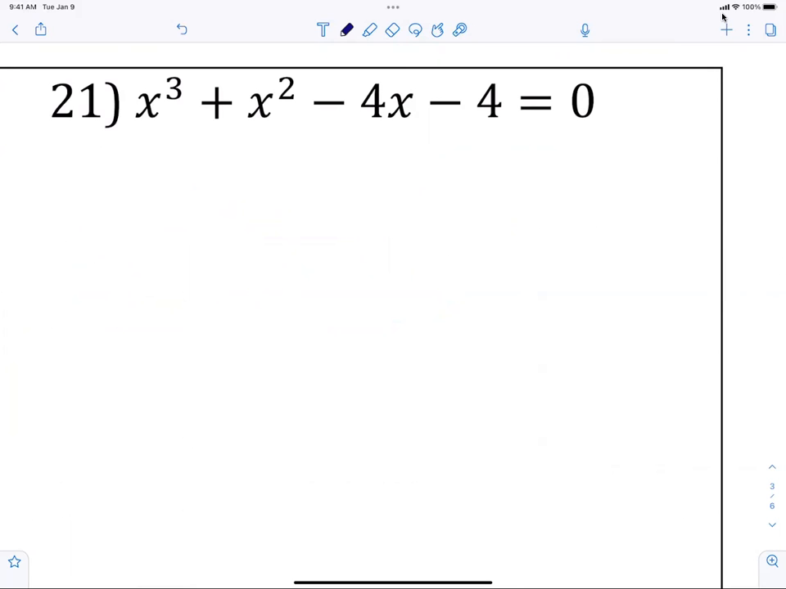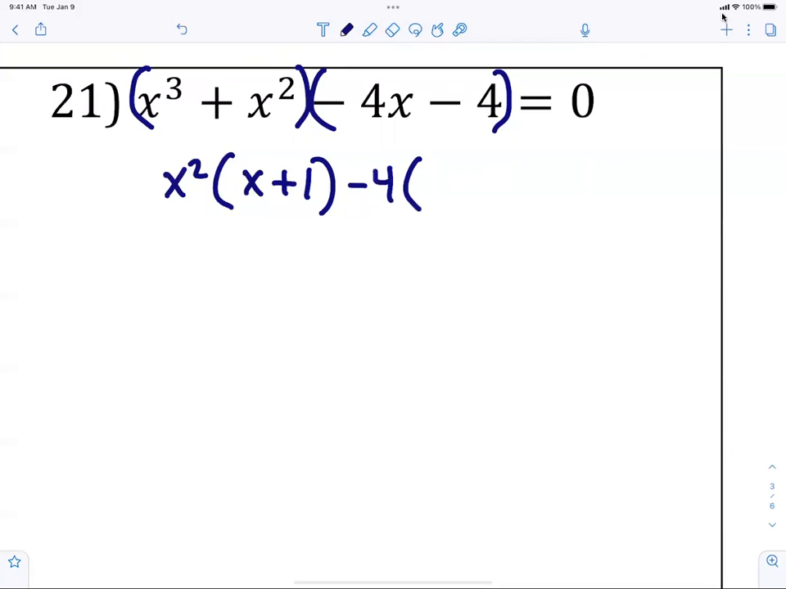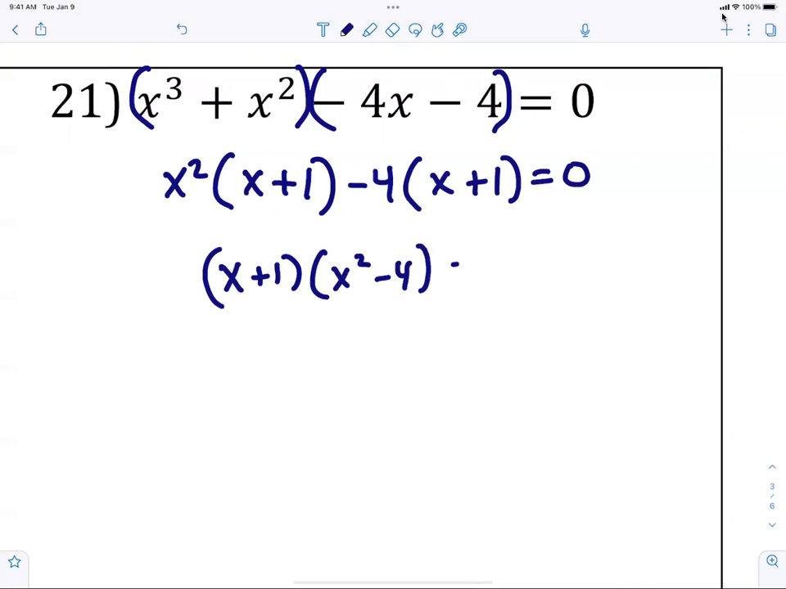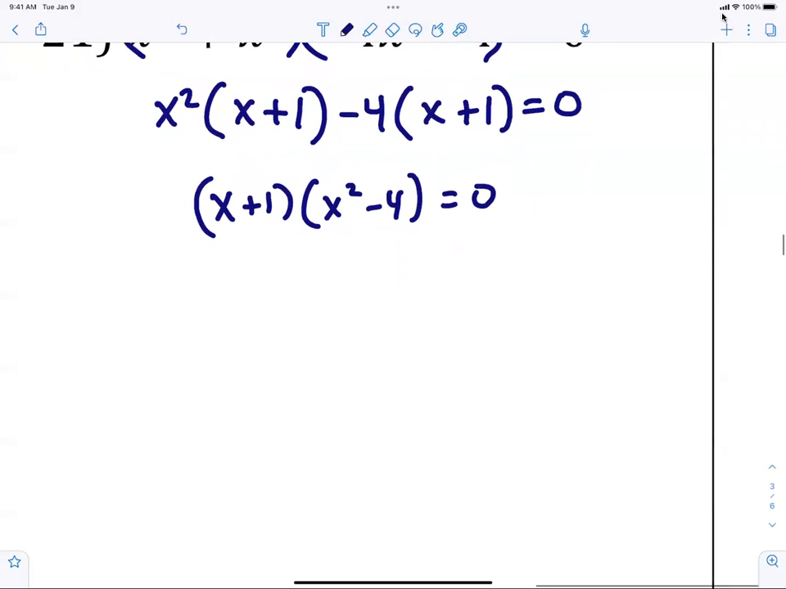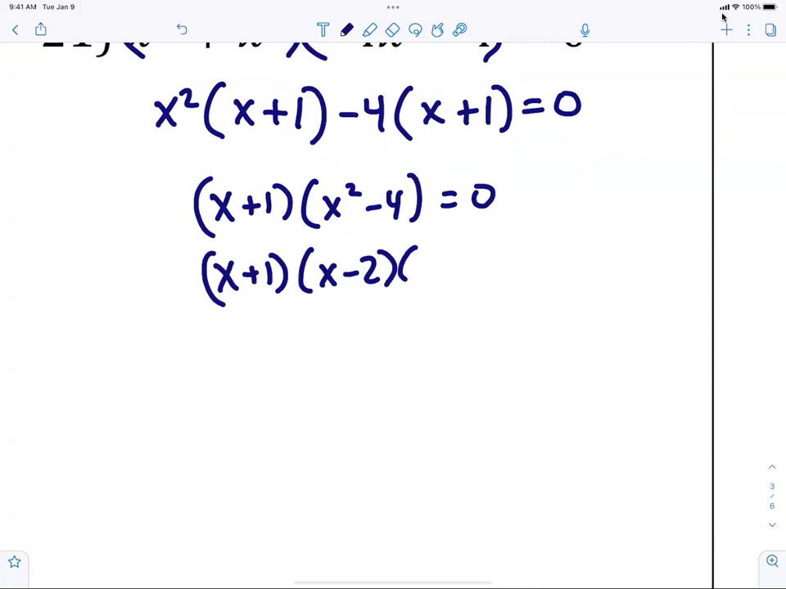So I'm now going to have to factor by grouping. So here we go. So what's common? X squared. When I pull that out, I get x plus 1. What's common? -4. What's left behind? X plus 1. Now what's common? X plus 1. And then that is correct. Are we done factoring? No, because x squared minus 4 can factor. So what does that factor to? Exactly. So now you see the 3 solutions.